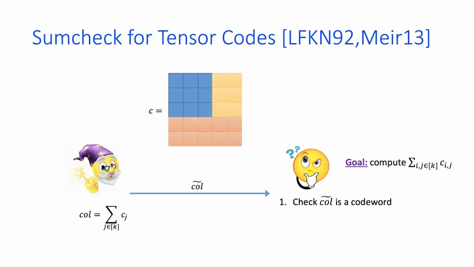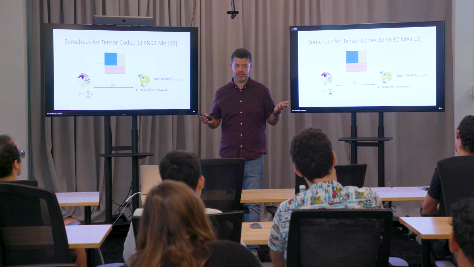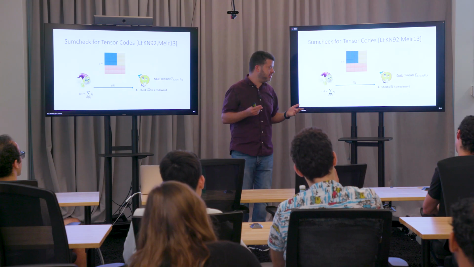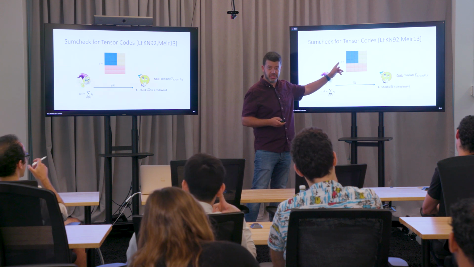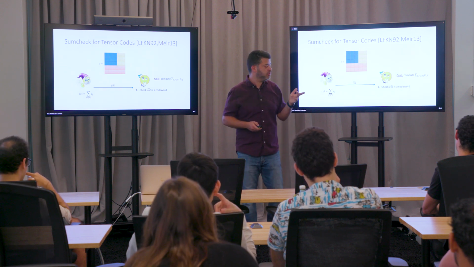What am I worried about at this point? That the prover cheated. It sent call tilde, which was a valid code word, so it passed my test. But the values that are there are just junk, nonsense. So I want to check consistency, that this call tilde was indeed computed correctly from C. So here's what I'm going to do.